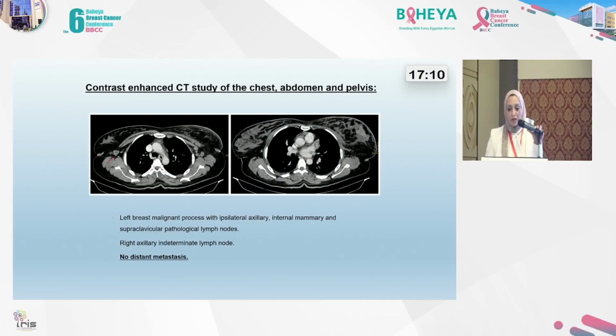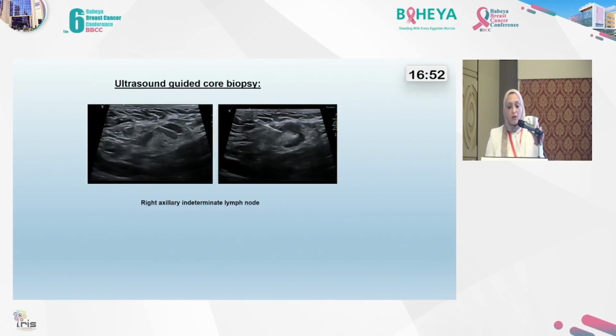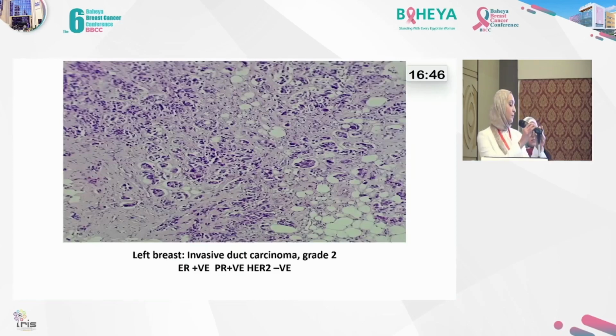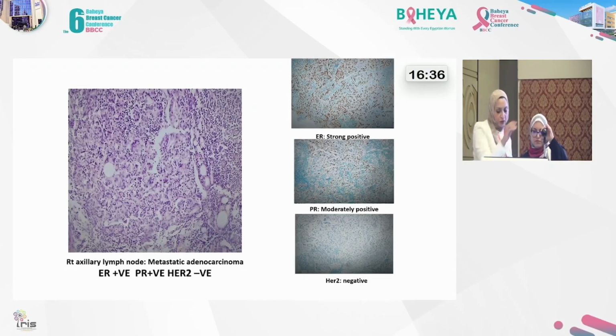CT chest, abdomen, and pelvis was done for staging, which showed the left breast malignant process with ipsilateral axillary, internal mammary, and supraclavicular pathological lymph nodes. The right axillary indeterminate lymph node was seen, with no distant metastasis to the rest of the organs. Ultrasound guided core biopsy was taken from the right axillary indeterminate lymph node. The left breast shows invasive duct carcinoma grade 2. The right axillary lymph node shows metastatic adenocarcinoma, ER strong positive, PR moderately positive, and HER2 negative.